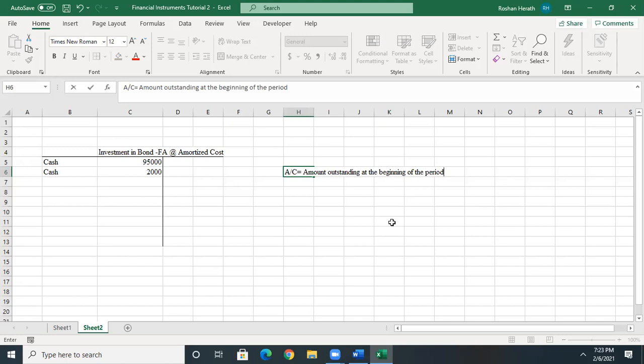It says that the amortized cost is the amount outstanding at the beginning of the period. Then, if it is an asset, you need to add the interest income.